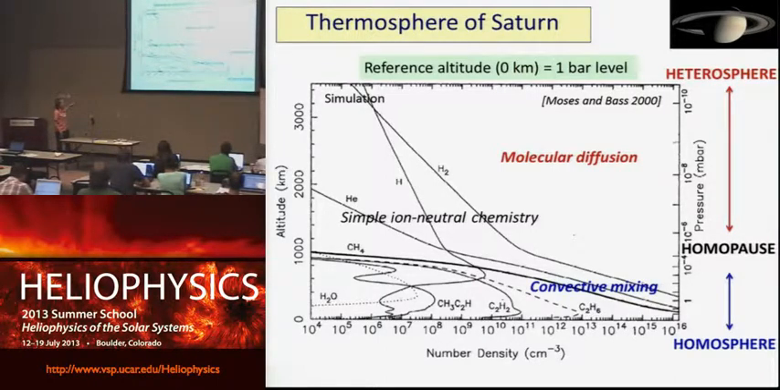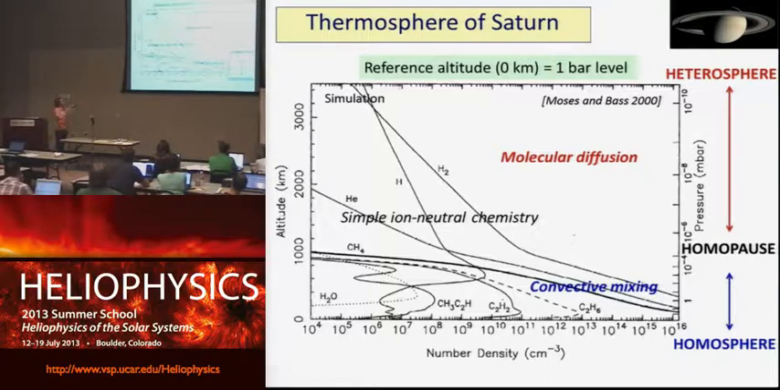And you have mainly two regions: the homosphere here and the heterosphere. In the homosphere, you have convective mixing. So the major neutral species have a constant mixing ratio. The abundance is independent of altitude. You also find very heavy constituents, especially hydrocarbons.